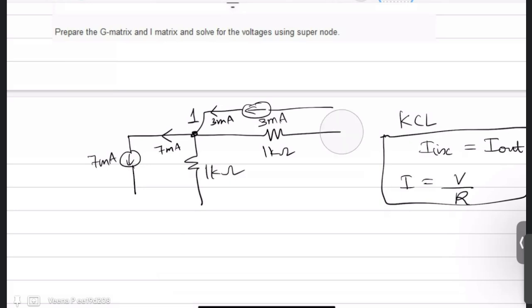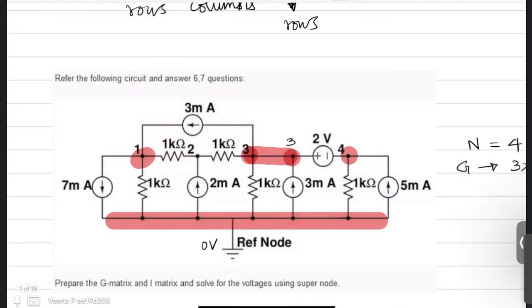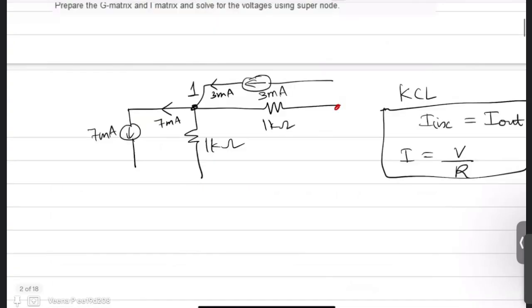Now, across this 1 kilo ohm, here there is another node, node 2. And I can name voltage variables. This is V1, this is V2, this is V3 and this is V4. So in this case, this is V1 and this is V2.